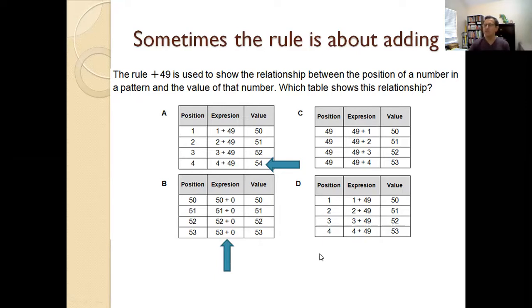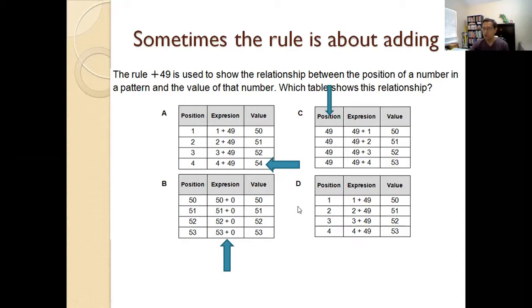Let's do option C. 49, 49, 49, 49. Hey, what's up here? 49, 49, 49. Nuh-uh. That's wrong. The position should change because the pattern is plus 1, plus 1, plus 1. Now observe that one addend here is 49. 49 plus, 49 plus, 49 plus. So the rule is correct, but not the position. So this option C, the table is incorrect because of the position, which is the same.